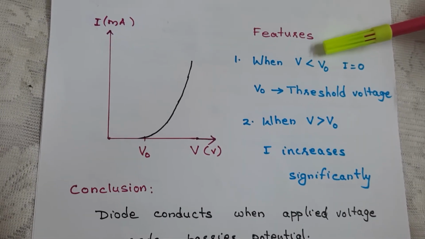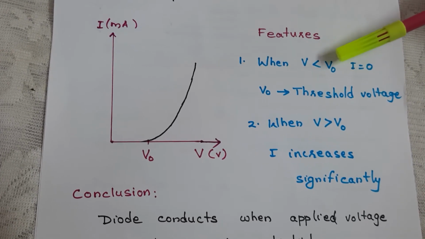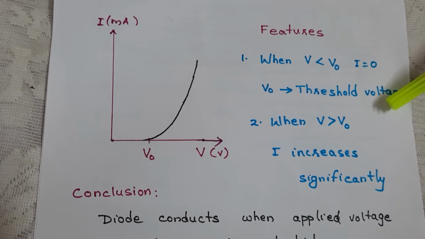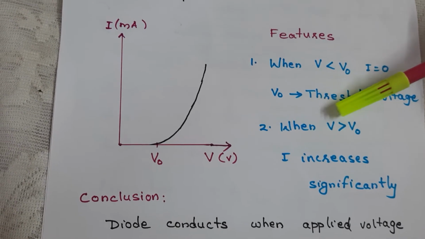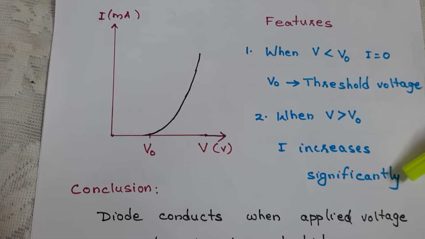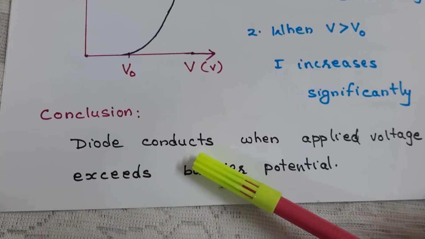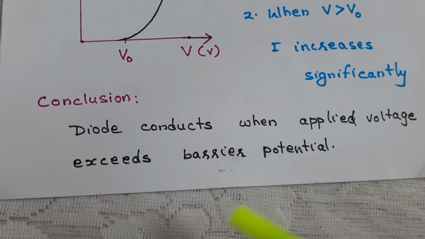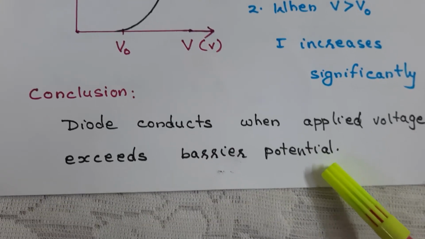So the two important features are, when the applied voltage V less than V0 threshold voltage, current is 0. When V greater than V0, current increases significantly. So we can conclude a diode conducts when the applied voltage exceeds barrier potential.